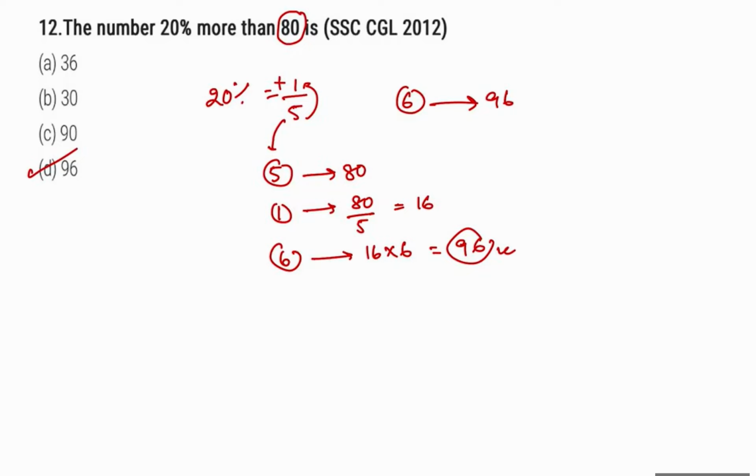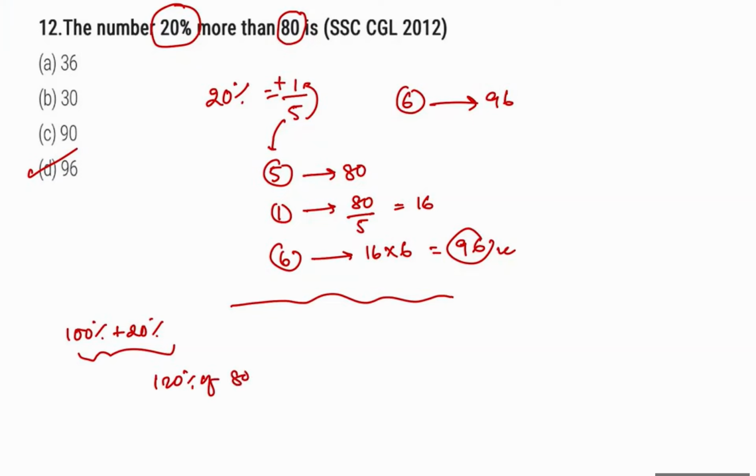We can also use the fraction method, where 16 2 by 3% is the simple fraction. Or use simple percentage: 20% more means adding 20%, so it is 120% of 80.